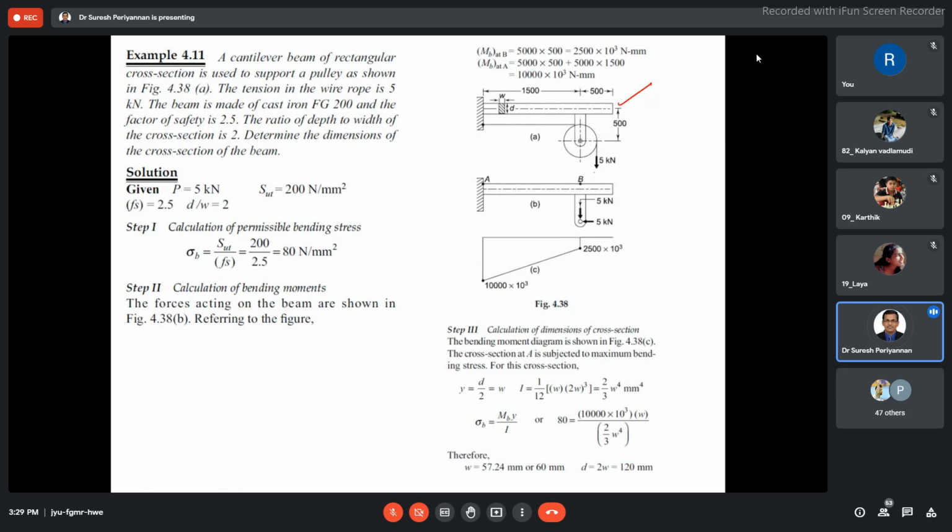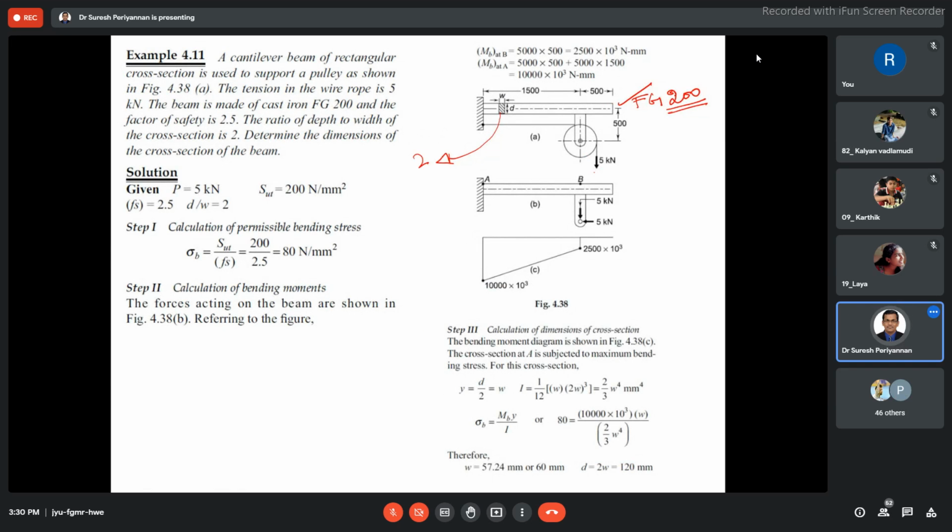The beam is made of cast iron FG 200, so yield strength is 200 Newton per mm squared, and the factor of safety is 2.5. The ratio of the depth and width is given as 2. Now our aim is to determine the cross section dimensions of the beam.